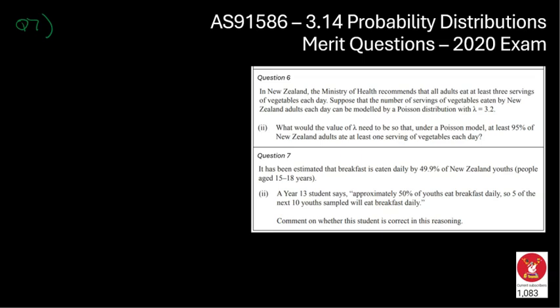So it is estimated that the breakfast eaten daily by 99.4% of New Zealand youths. So we're given a probability. A year 13 student says approximately half of New Zealand youths eat breakfast daily. So 5 out of 10 of the next youth will eat breakfast daily. Comment on whether or not you think that's correct.